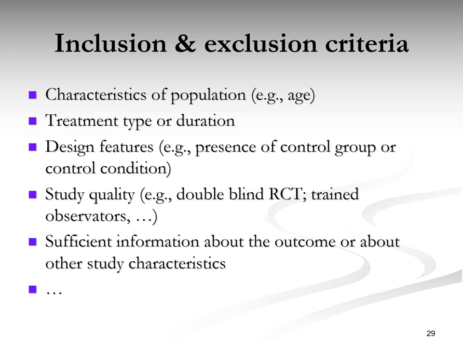You can also say that you will only look at studies using a specific design. For instance, you can say that there should be a control group or at least a control condition. You can also use the study quality as an inclusion criterion. So you can say that only studies of a good quality will be included. Or of course, you can say that we need enough information about the outcome variable or about specific study characteristics before we can include that study in our systematic review.